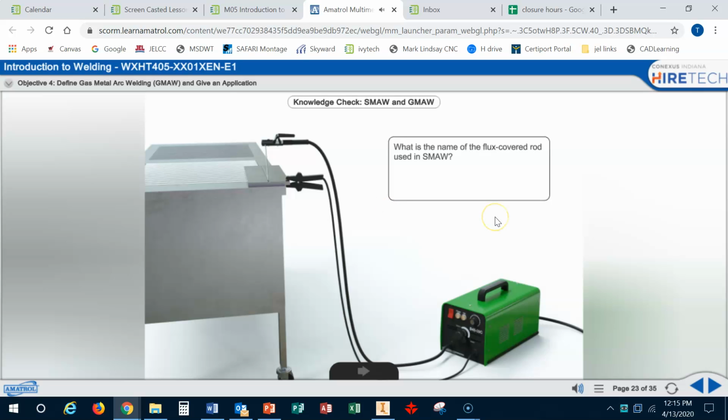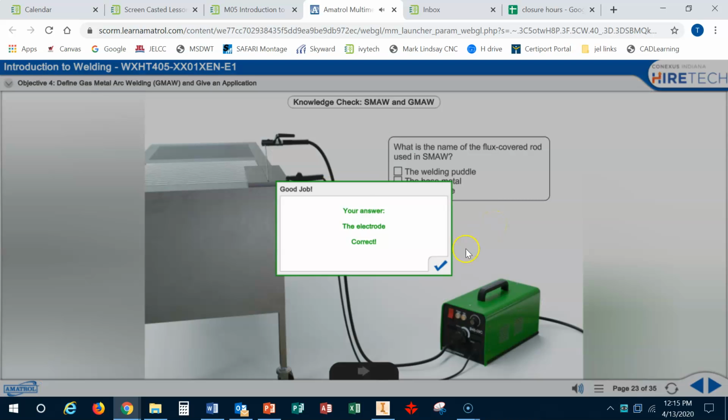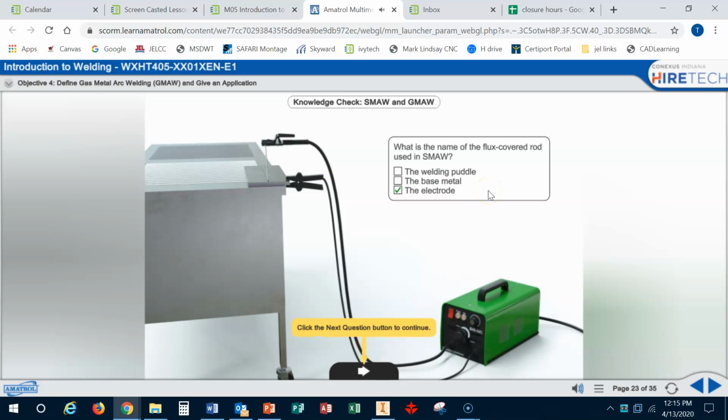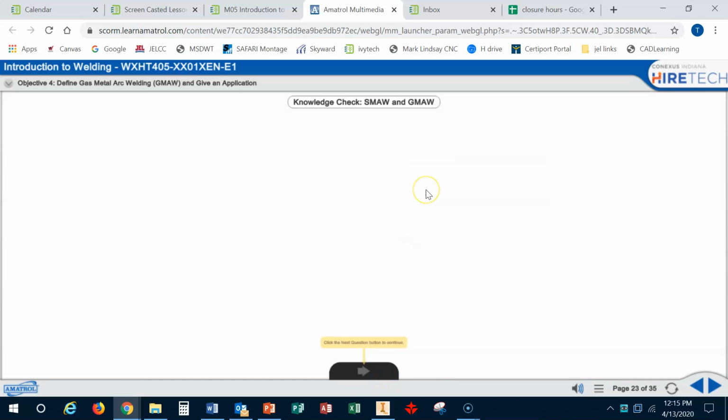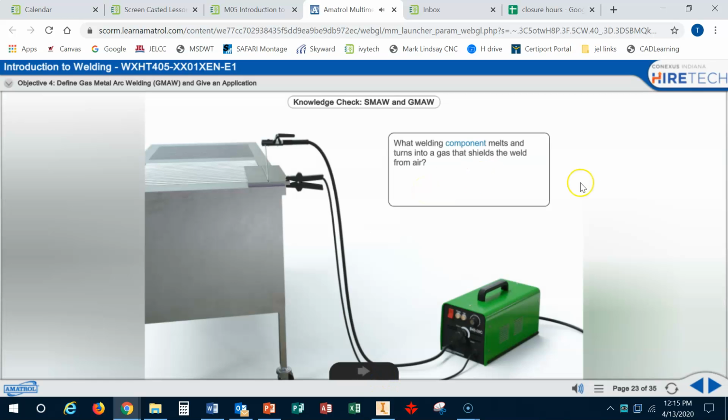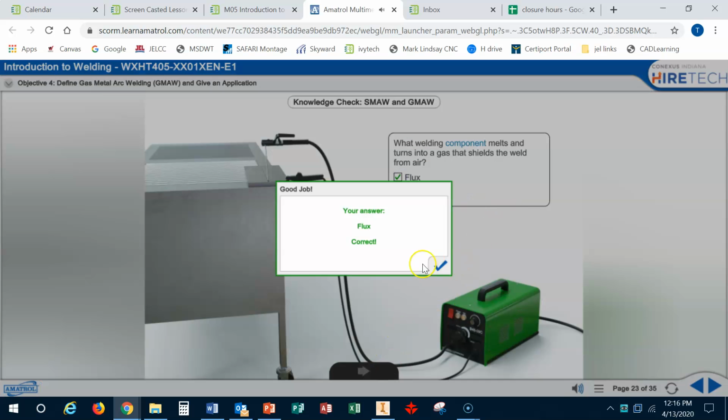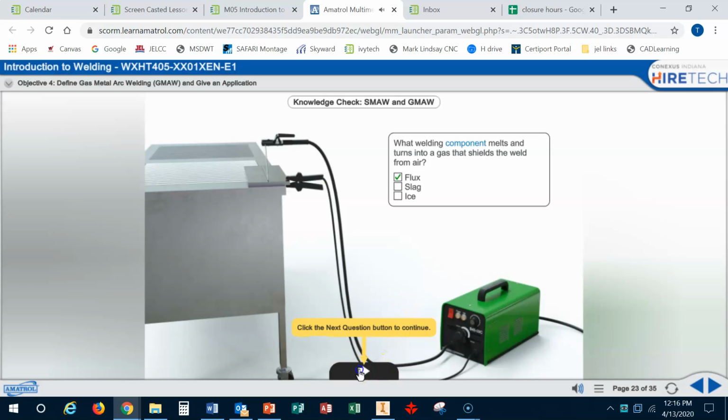What is the name of the flux-covered rod used in SMAW? What welding component melts and turns into a gas that shields the weld from air? SMAW can be used to weld which material?